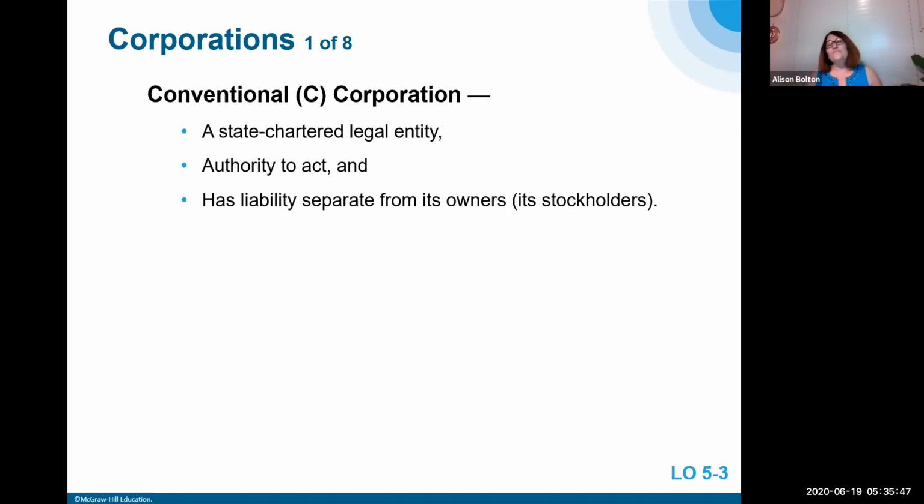Conventional C Corp. This is the one we hear about the most. It is a state chartered legal entity. It has an authority to act and has liability separate from its owners. As I noted earlier, it's stockholders. Now, to become a conventional C Corp, you need to file paperwork with the state, more specifically here in California. You have to request a name. You need to complete several forms and pay a fee.